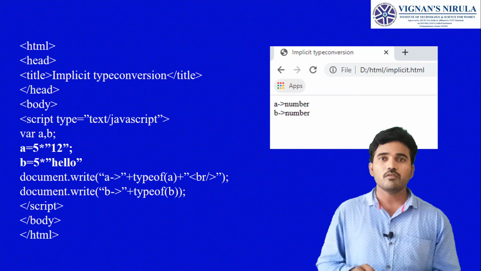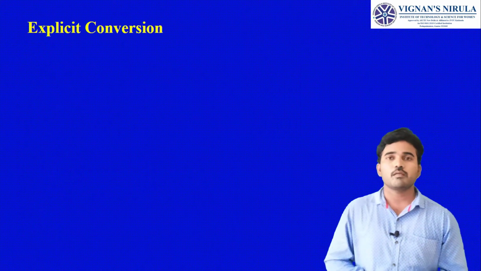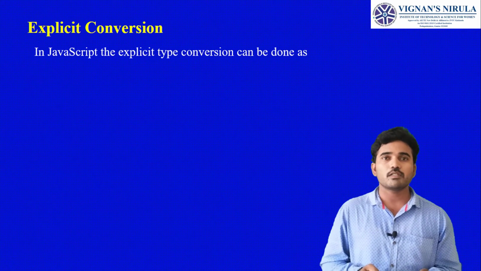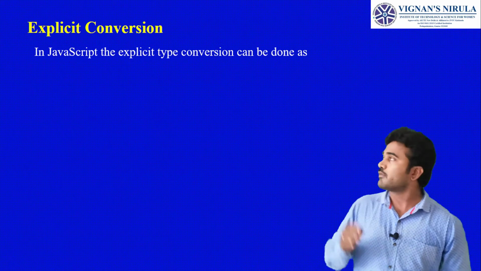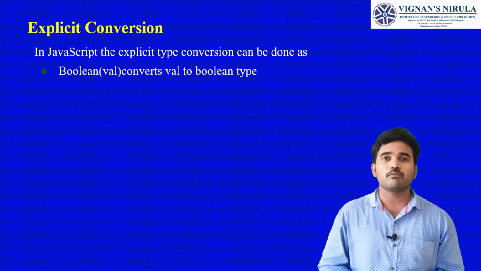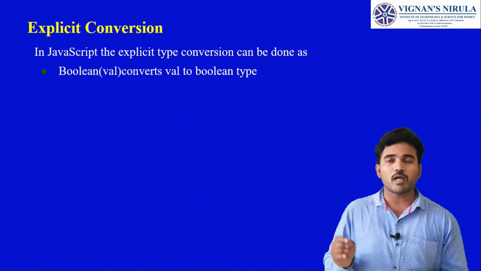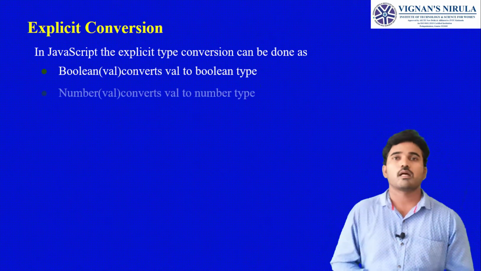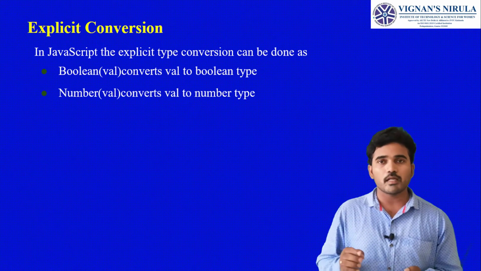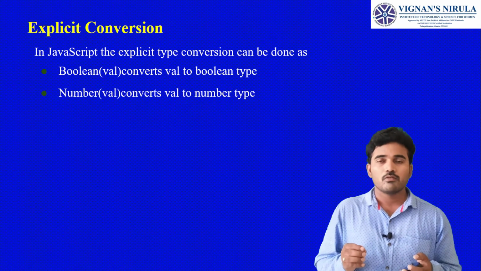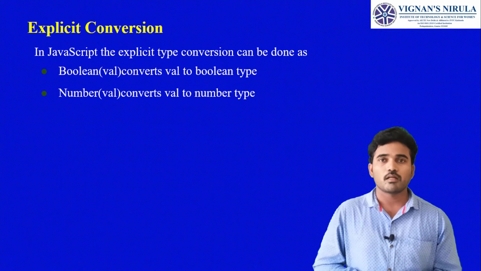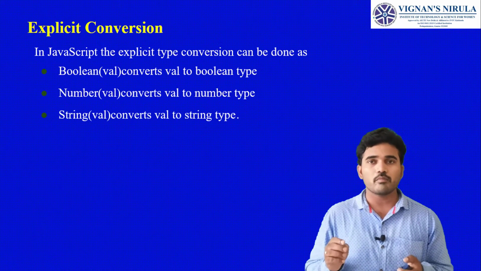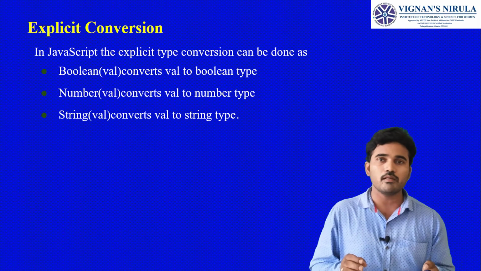Understood? So then coming to the next one, which is explicit type conversion. So what about this explicit type conversion? In JavaScript, explicit type conversion can be done as follows. See the first one, here we have written Boolean(val). Whatever parameter you pass to this Boolean will be converted to a boolean data type. See the second one is Number. So Number(val), whatever value or parameter you pass to this Number will be converted to a number. Whereas the third one is about String. Whatever you are passing as a parameter to this String will be converted to a string.